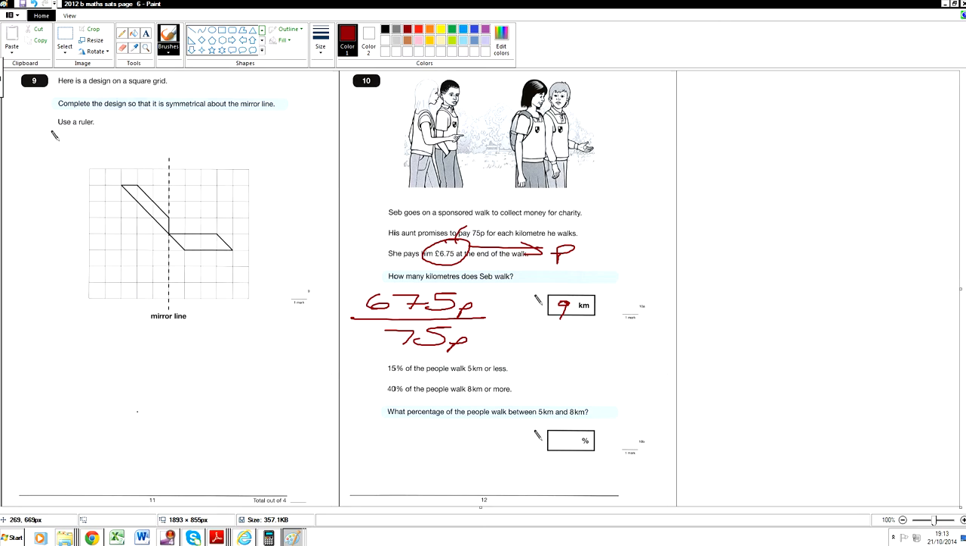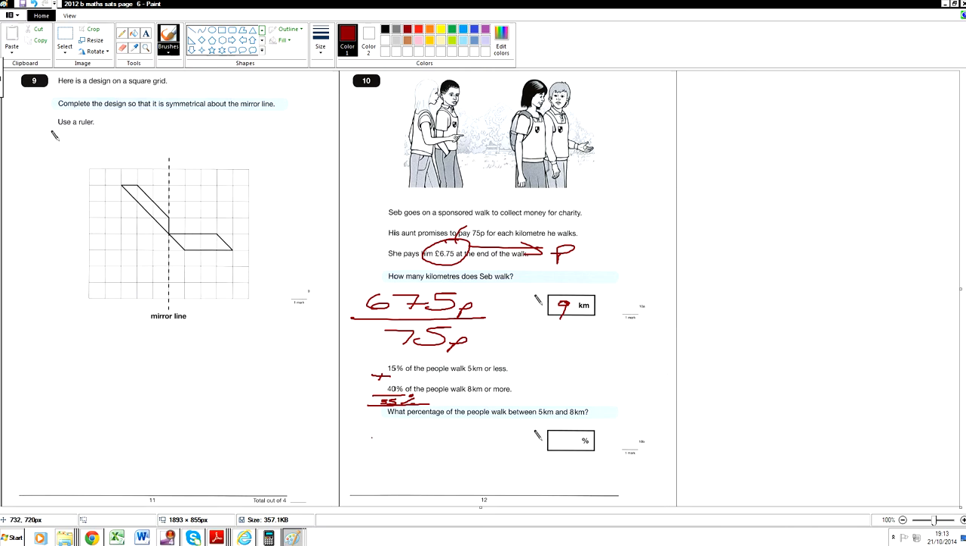15% of the people walk less than 5 kilometers. 40% walk that much. What percent of people walk between 5 and 8? Okay, now, first of all, add the 40 they're giving us. 15 add 40 is 55. So 55% has been accounted for. So the bit that's missing, how much percent is missing then from 100?